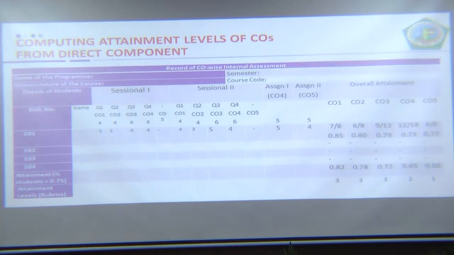I think CO3 mein 2 nahi aaya, sir. 2 or less than 75. If my rubric is for more than 75, then 70 to 75. Yeah, this is for more than 70. Okay, this is for more than 70. That depends on you how you define this. If you keep more than 75, then we'll have 3 here and then 2 here and 40.